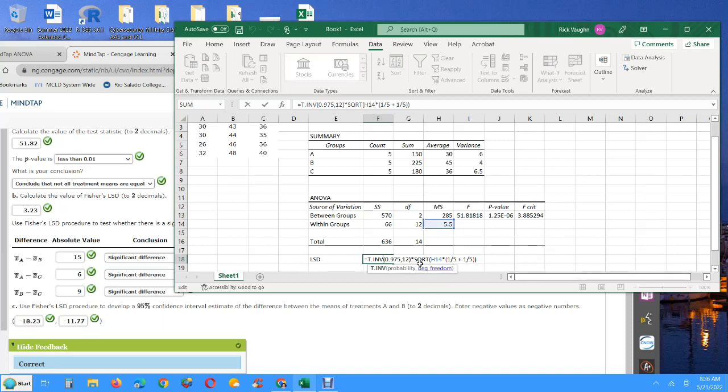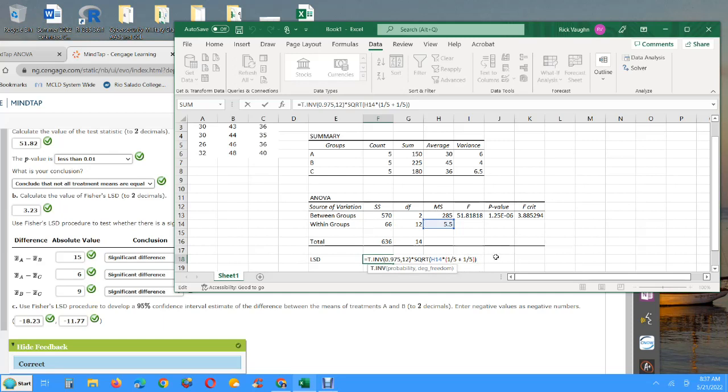Now I'm going to do times the square root of the mean square error, which is the 5.5, found in cell H14, and then times 1 over n1 plus 1 over n2, where n1 and n2 are the size of the two groups that you're computing this LSD value for. So this is why it didn't matter which two groups, because they're both going to be 1 over 5 no matter which two I'm looking at. So I have 1 over 5 plus 1 over 5 in parentheses here, and then close parentheses for the square root.